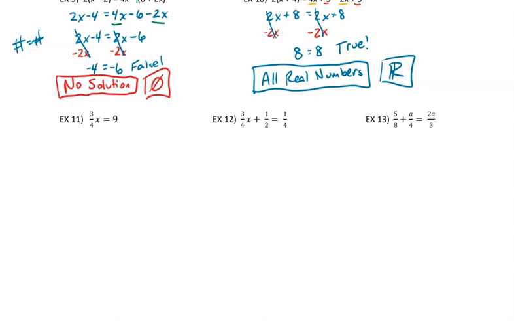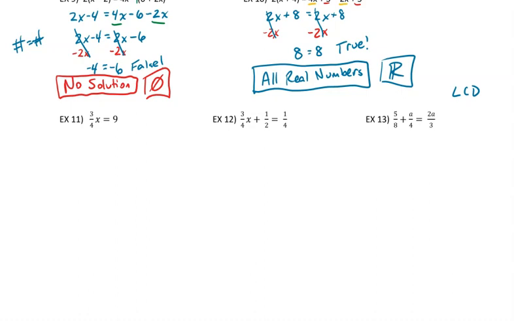To do that, we need something called the LCD. So the LCD stands for least common denominator. And basically it just means the lowest number that all of the denominators can divide evenly into.